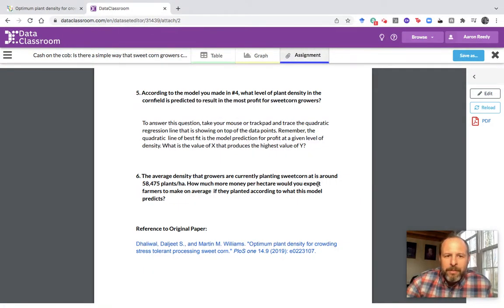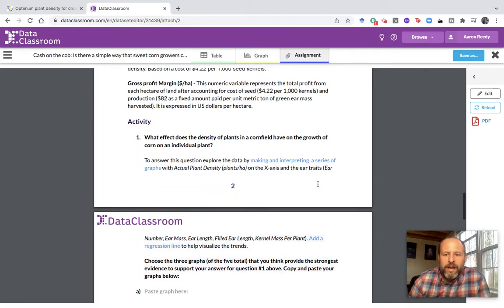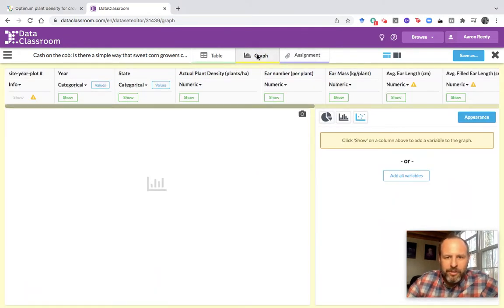questions for you. So the first set of questions here is answering this question of what effect does the density of plants in a cornfield have on the growth of corn on an individual plant. So we're not talking about the whole cornfield here, but we're looking at things like how many ears of corn does each plant produce? How large are those kernels? What is the weight of that corn produced? Those sorts of things, individual level of the plant. So let me go over to the graph and we'll start looking at that.